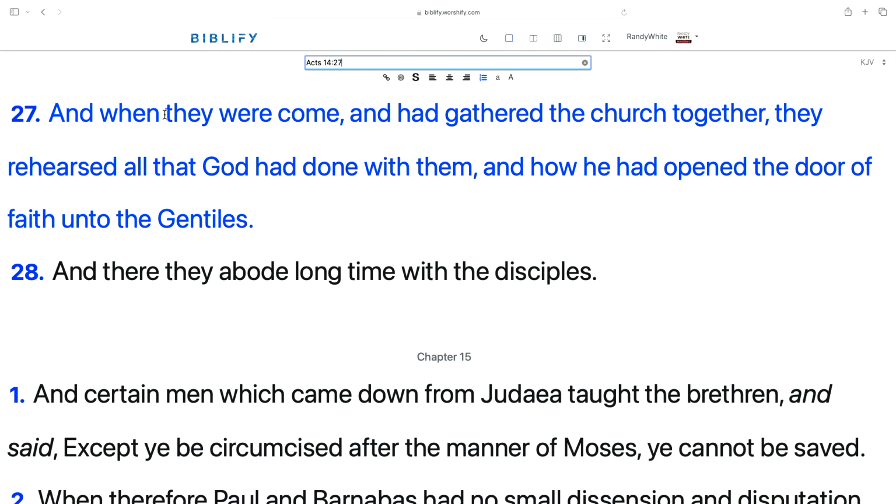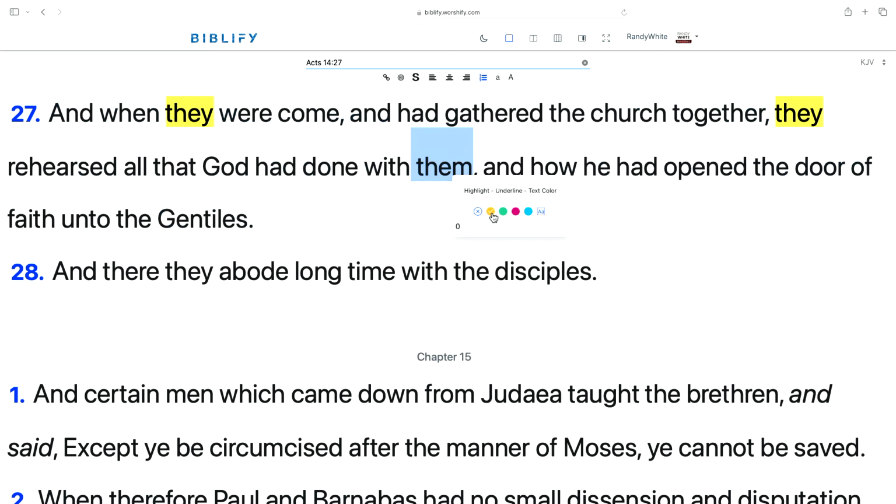And when they were come. Now, they, probably again, Paul and Barnabas. When they were come to, where are they? Antioch or somewhere like this, perhaps Jerusalem. I believe it's Antioch. When they were come and had gathered the assembly together, they, Paul and Barnabas, I believe again, rehearsed all that God had done with them.